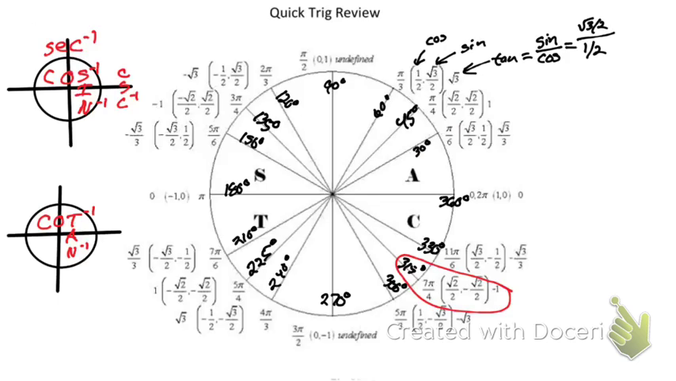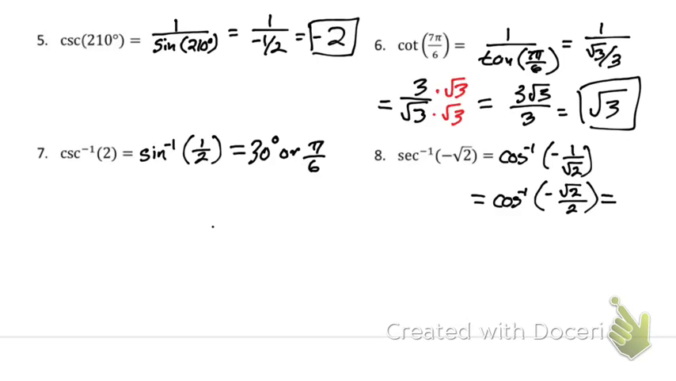Well, cosine inverse is in quadrant 1 and 2. Where is it negative square root of 2 over 2? That would be 3 pi over 4. And let's put that down a little bit lower. Equals 3 pi over 4, or 135 degrees.